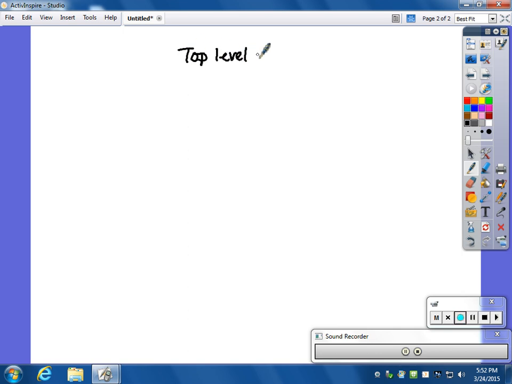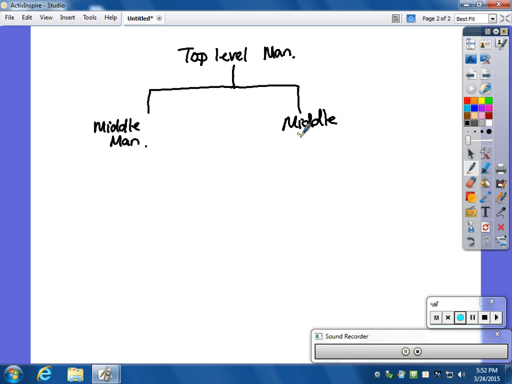So we'll say top level management, and then draw a little tree. And who comes next? Who do you think? These are the middle management or managers on each side. And obviously, if there are middle managers, who do you think falls up under them? Supervisors. Good. That's how the chart looks.